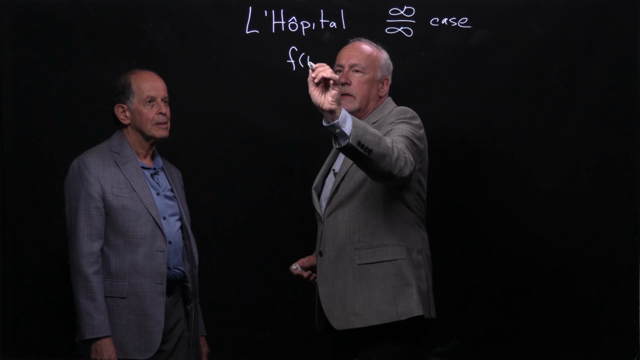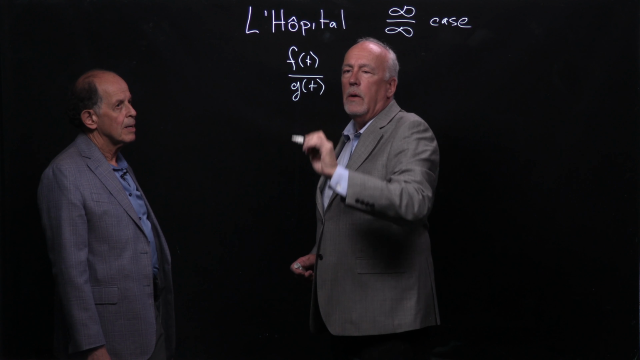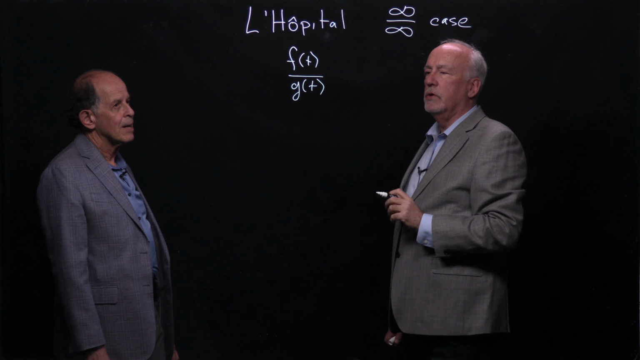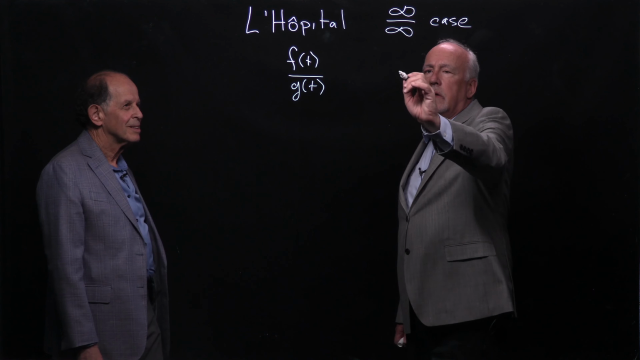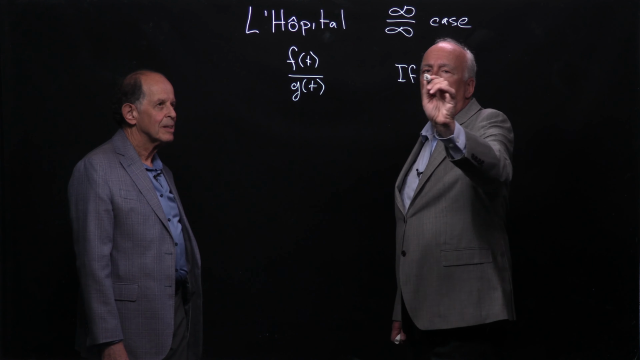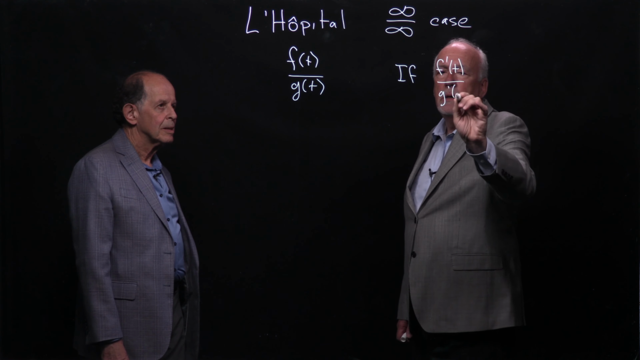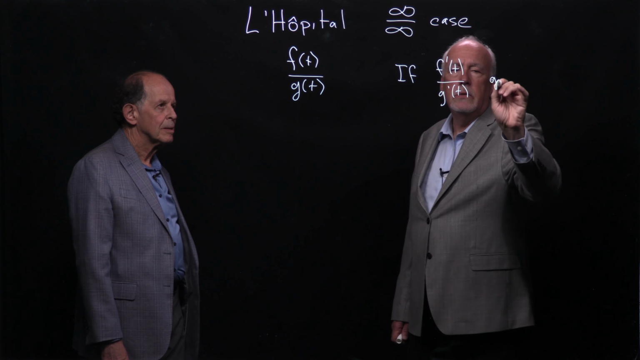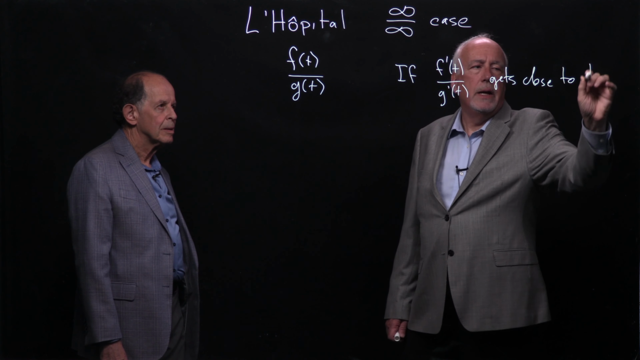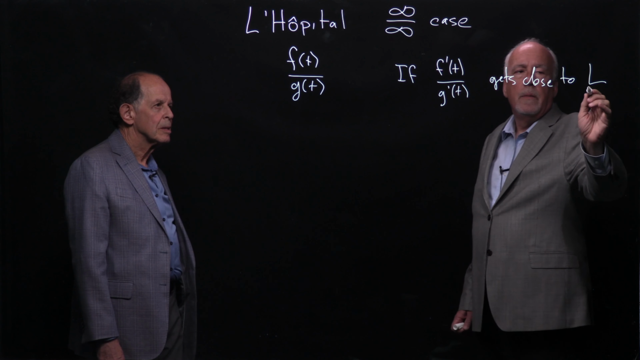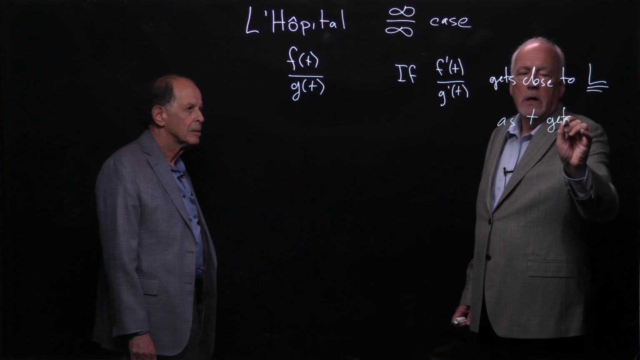Before, we worried about the case where you look at this ratio, f of t over g of t. You want to know, does this go to a limit? And the answer is, if f prime of t over g prime of t gets close to, say, some limit L, some value L, as t gets close to t naught.